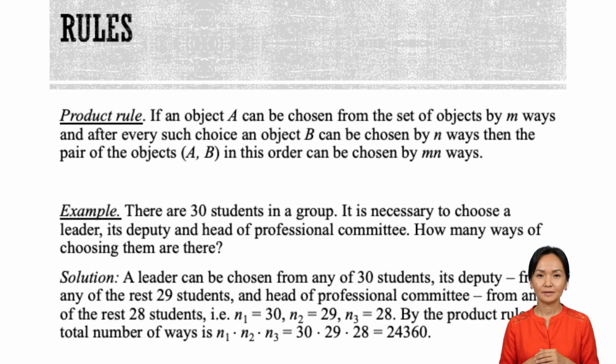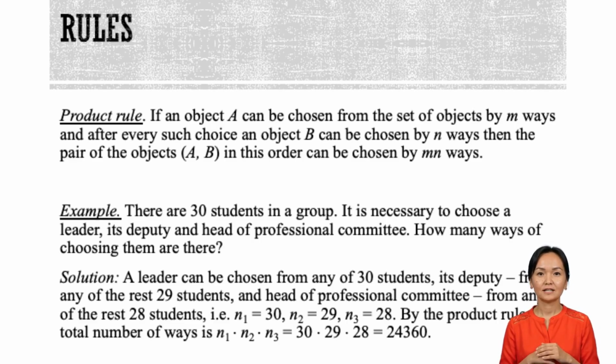The product rule complements the sum rule perfectly and is arguably even more widely used. The product rule states that if an object A can be chosen by m ways, and after every such choice, an object B can be chosen by n ways, then the pair of objects in that order can be chosen by m times n ways. Let's look at an example to see this in action.